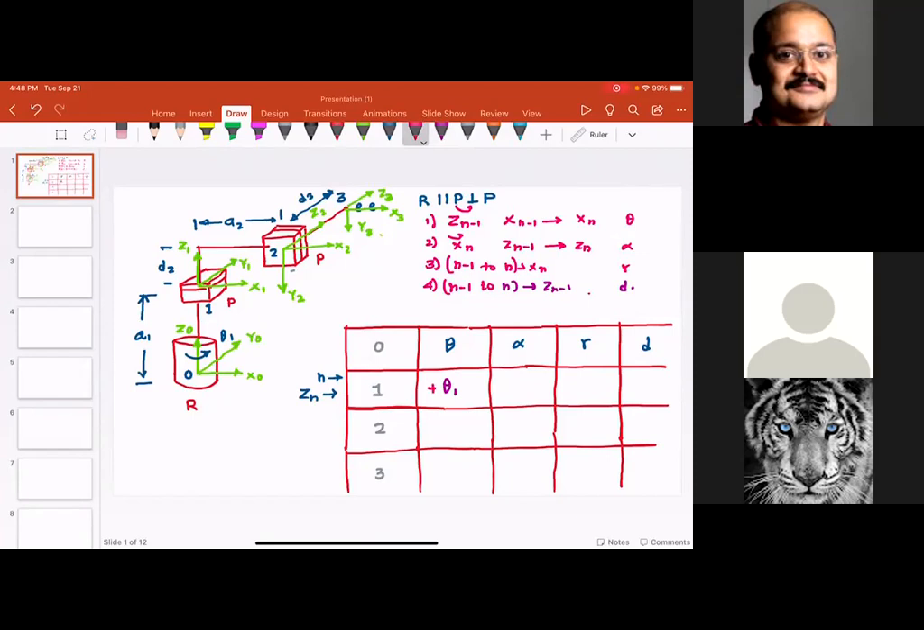So if you had, for example, x1 theta plus 90, or just theta. If my x0 is in the direction of y1, it would be theta 1 plus 90.